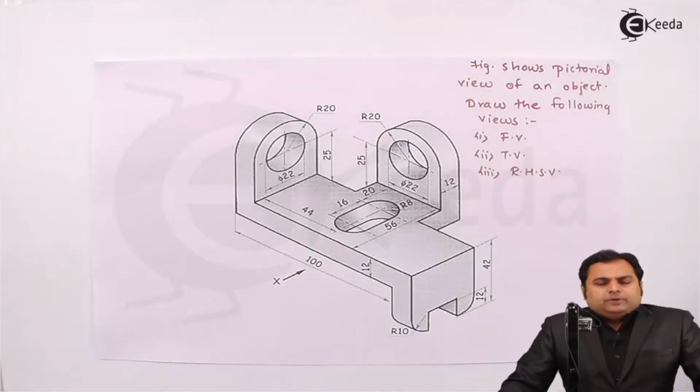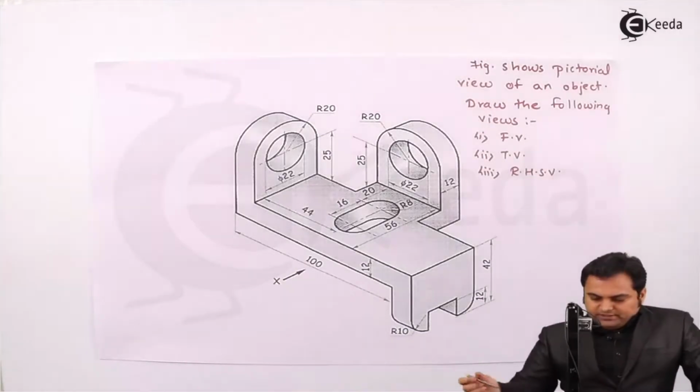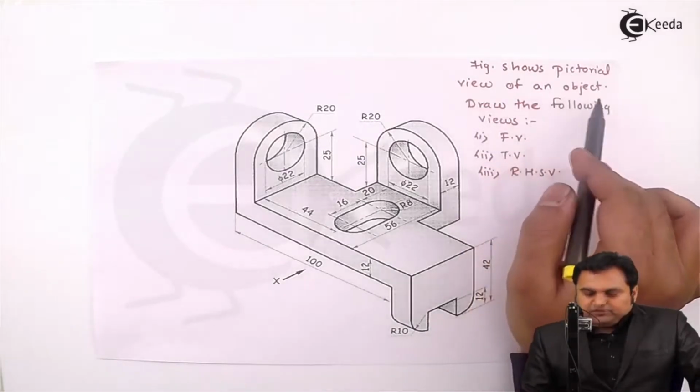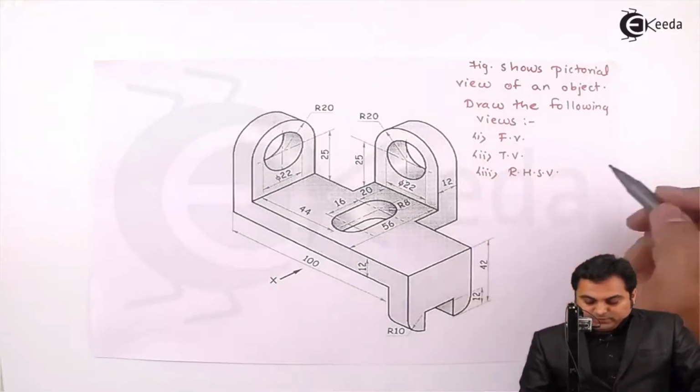In this video, we are going to see the problem on orthographic projections. For that, here we have a question. It is given that the figure shows a pictorial view of an object. Draw the following views: front view, top view, and right hand side view.